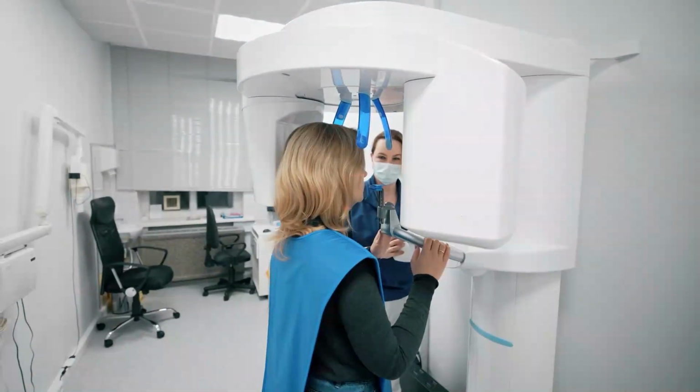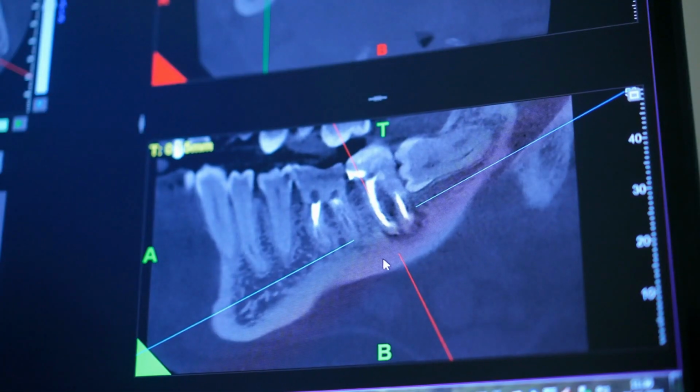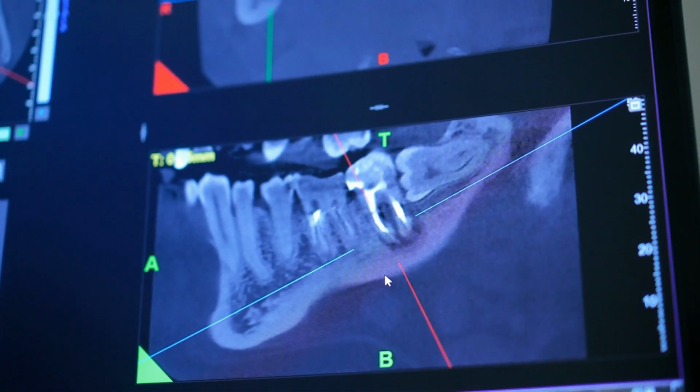In the healthcare industry, AI can be used to improve diagnosis and treatment, helping doctors to make more informed decisions and improving patient outcomes.